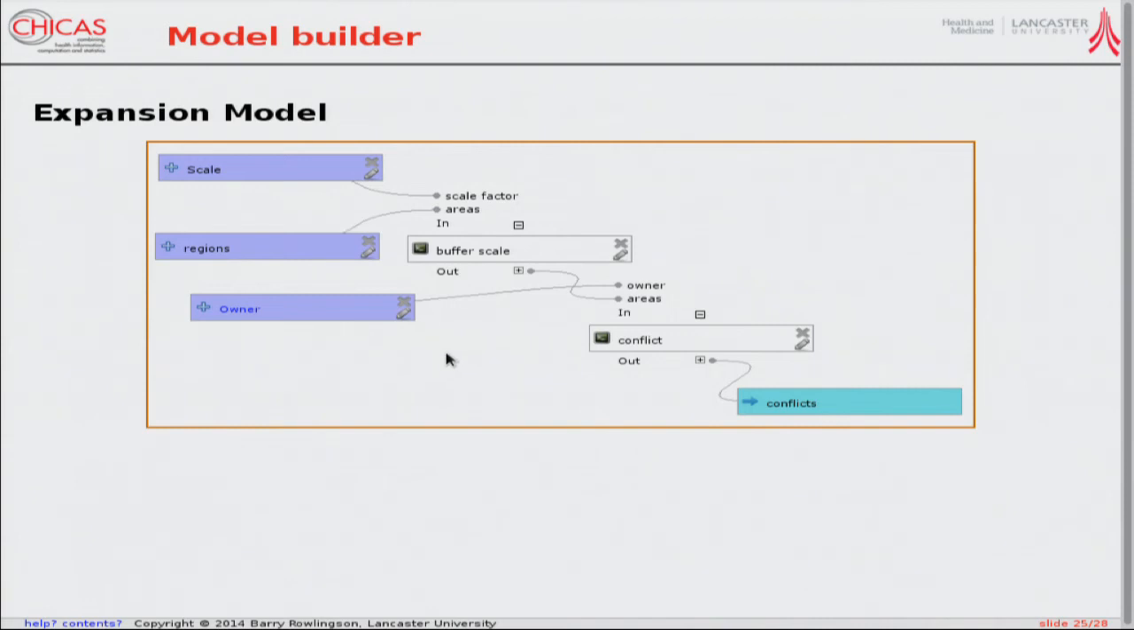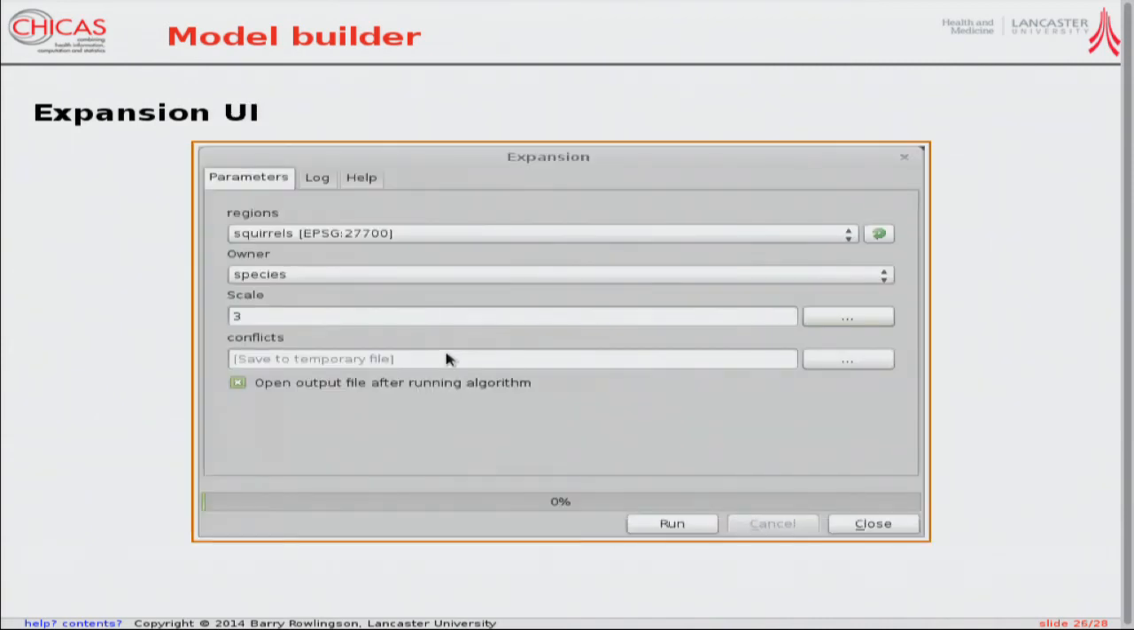And once that's done, you get another nice little user interface that this time gives me the inputs for that model. So in this case, I've got my squirrels region. I have to tell it which variable in my regions identifies the species that I'm testing for conflict. I give it how much I want to increase the region, and it gives me an output to choose.